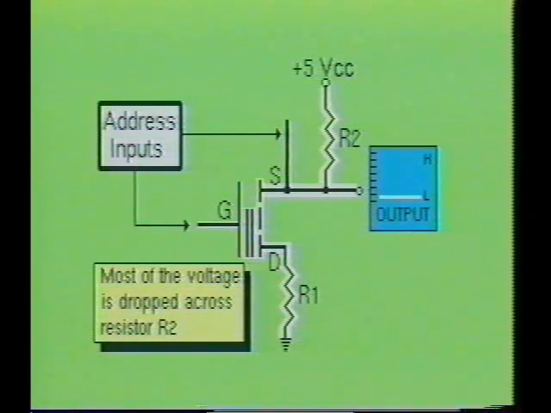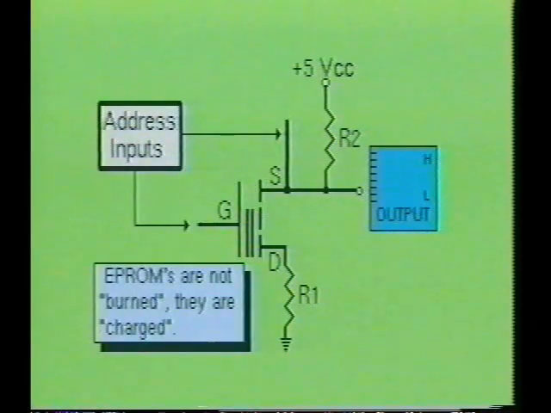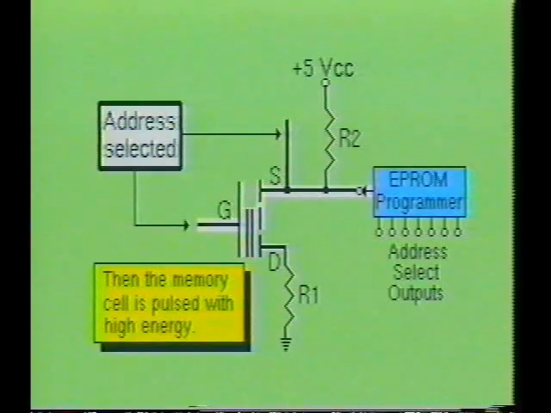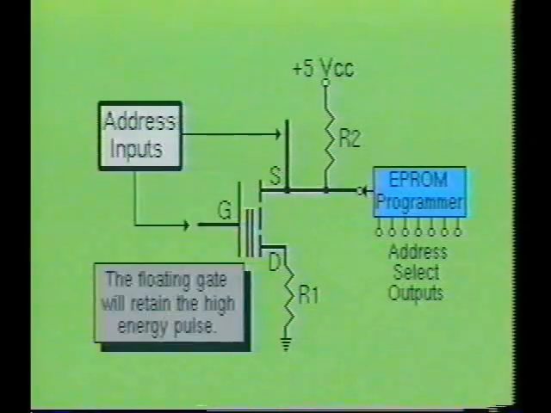Now let's see how this cell is programmed. Programming an EEPROM is very similar to programming a standard PROM device, with this exception: the EEPROM is not burned, it is charged. A special EEPROM programmer is used to select the desired address to be programmed. Then it places the desired binary information at the control gate of the device. The EEPROM is then pulsed with a high energy pulse, which locks the bit information into the substrate of the chip. The bit of information is stored in the floating gate, where it remains even after programming voltages are removed.